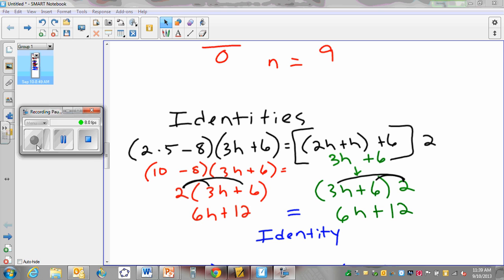When the equations are equal, it's an identity. Every number will work. If h is 1, it'll work. If h is 50, it'll work. Whatever h is, it will work. It is an identity.